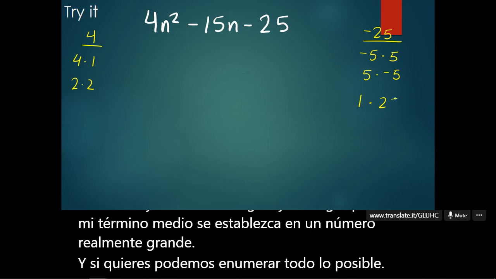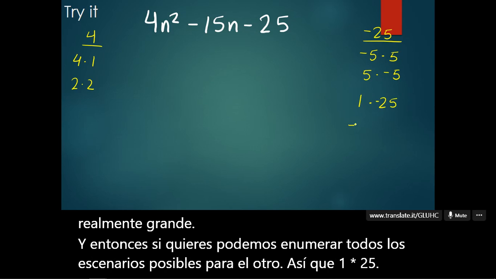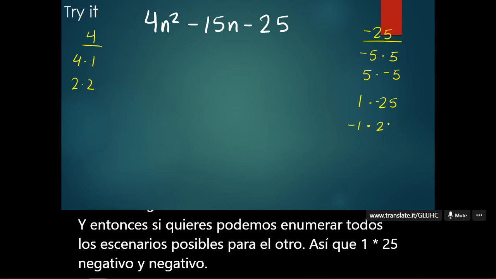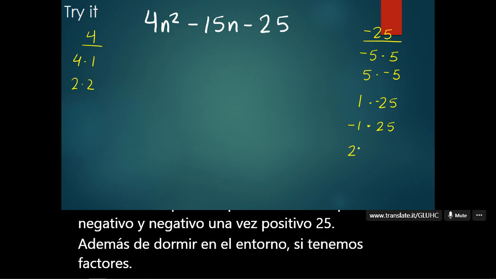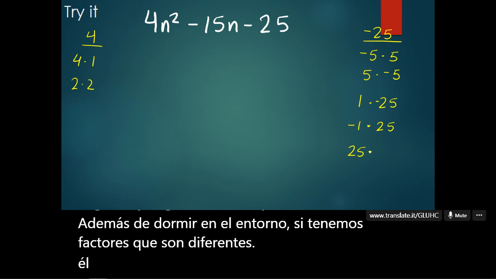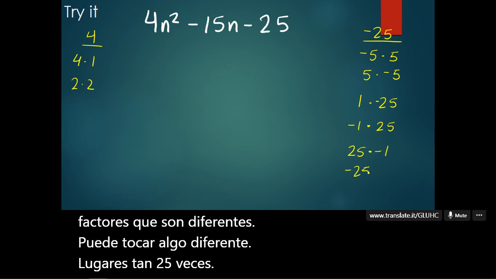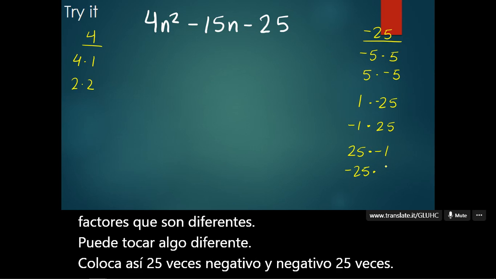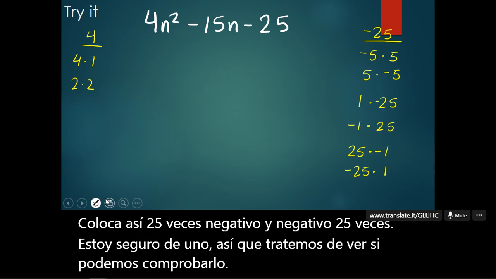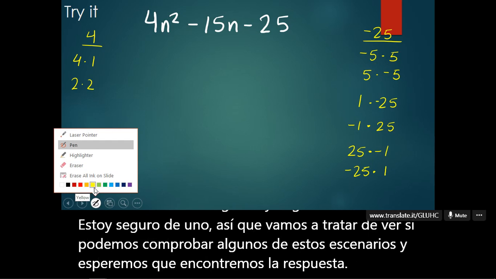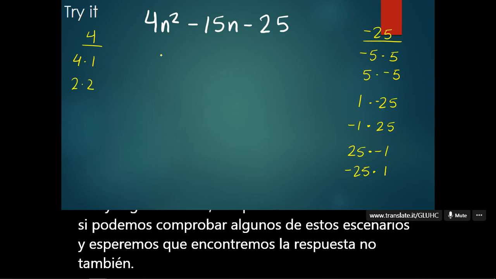So 1 times 25, and negative 1 times positive 25, as well as flipping these around. If we have factors that are different, we can place them in different places. So 25 times negative 1 and negative 25 times positive 1. So let's try to see if we can check some of these scenarios and hopefully we find the answer not too far into all these factors.